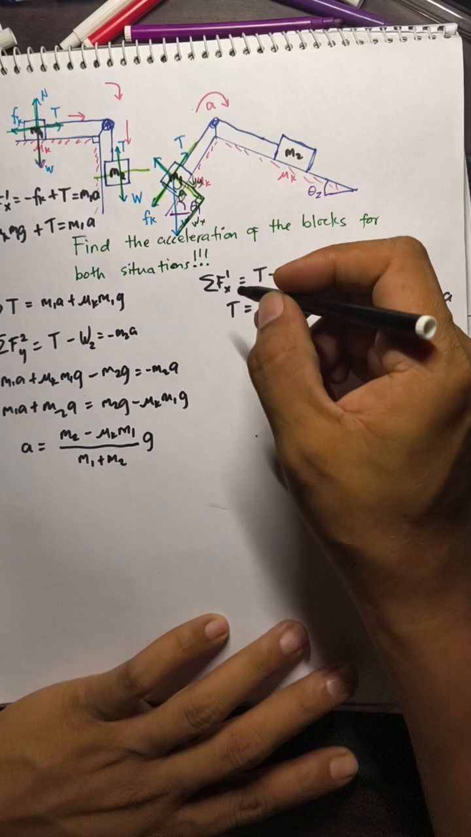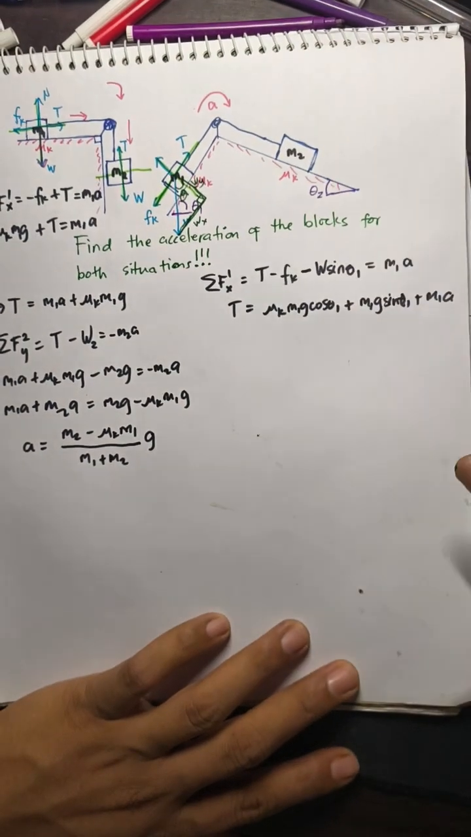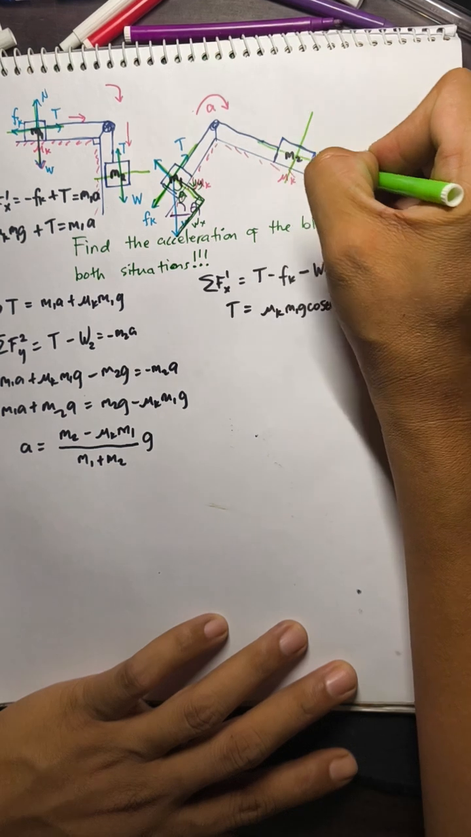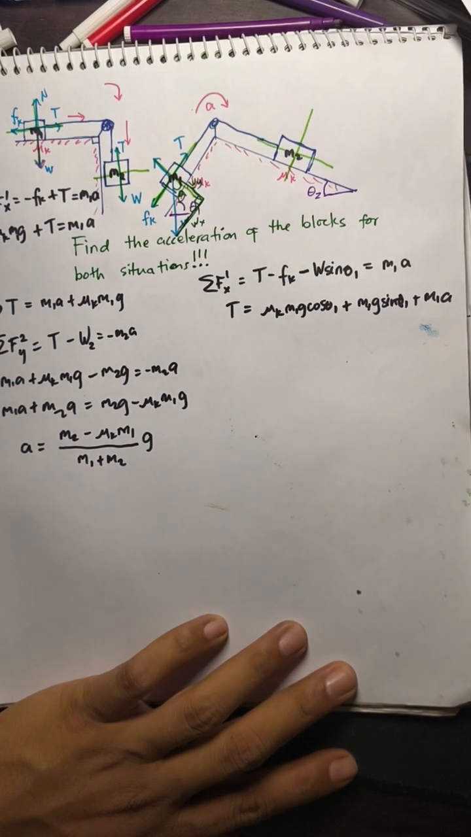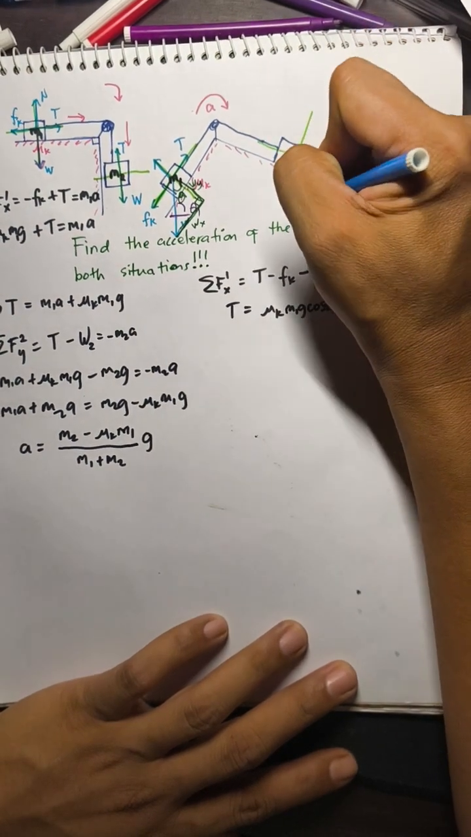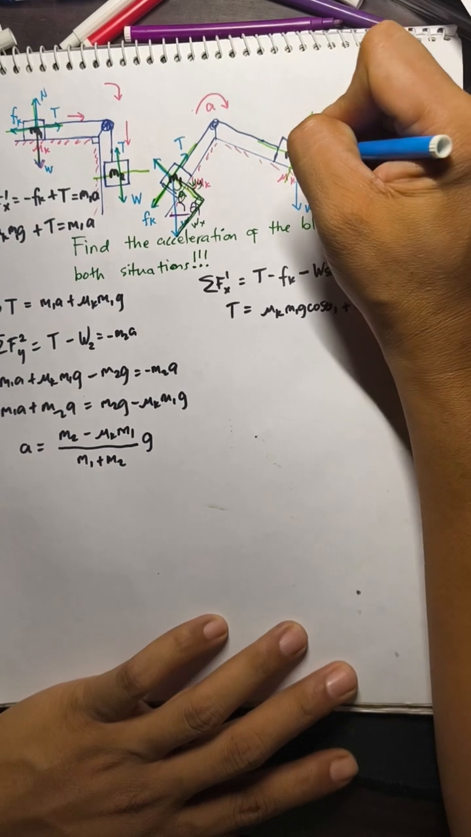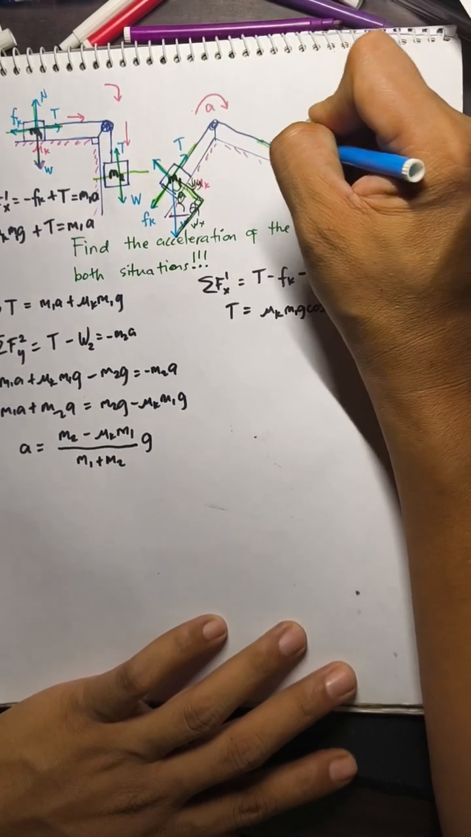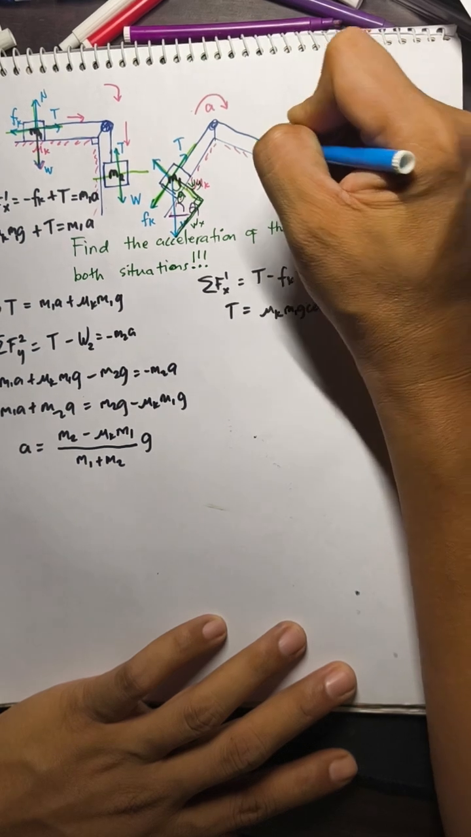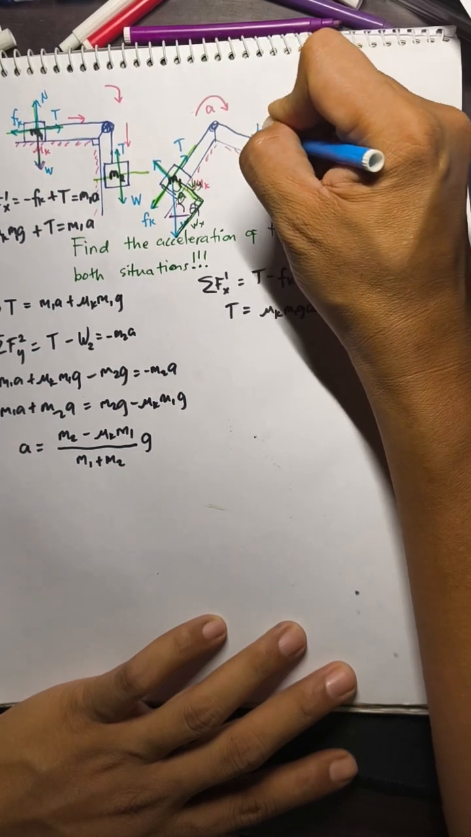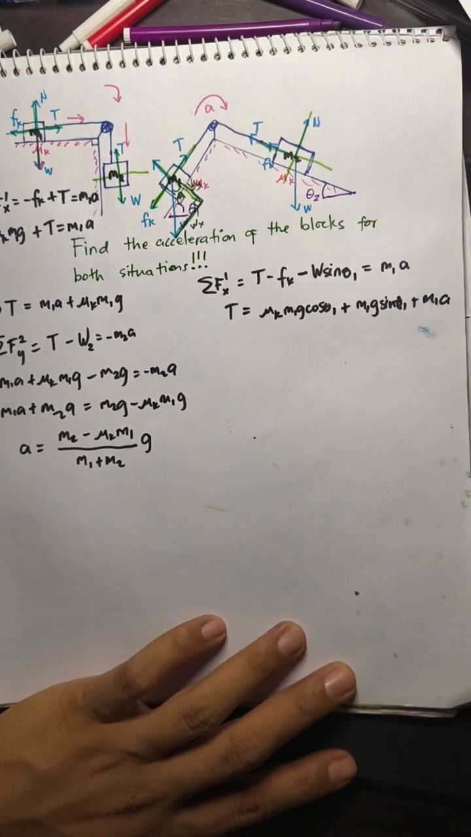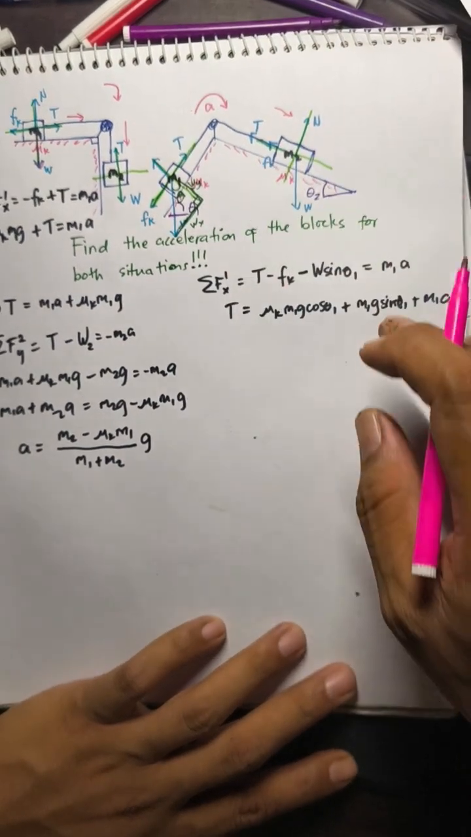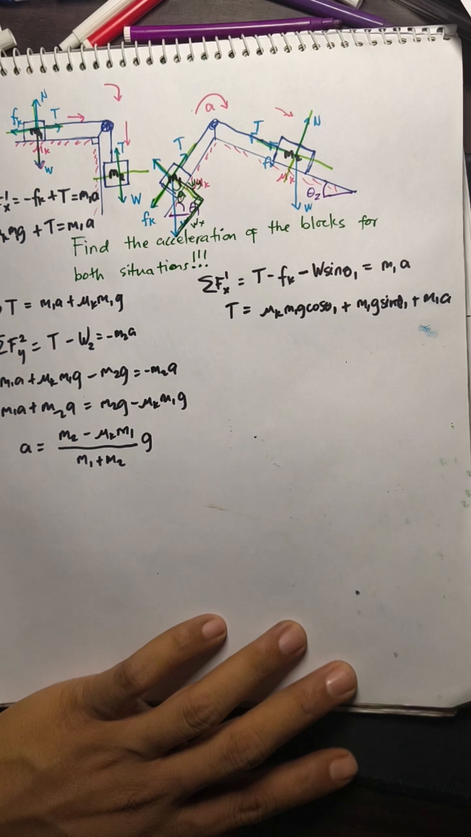Okay, next, let's solve this for the second system. Let's identify all the forces. The weight now is going this way. You have again the normal force, and on this side is the friction, Fk, and of course tension is also going on this side here. Why is that? Because our motion is going in this direction, so friction is opposing that motion.